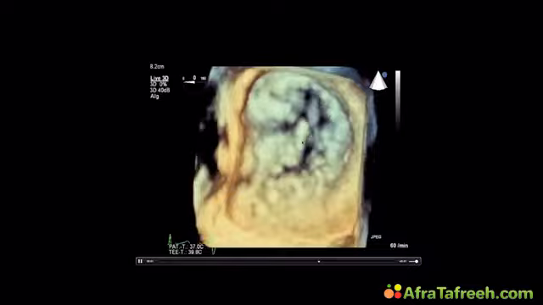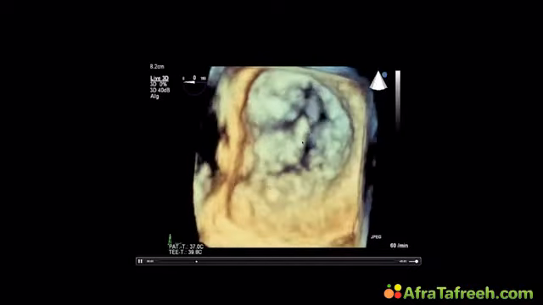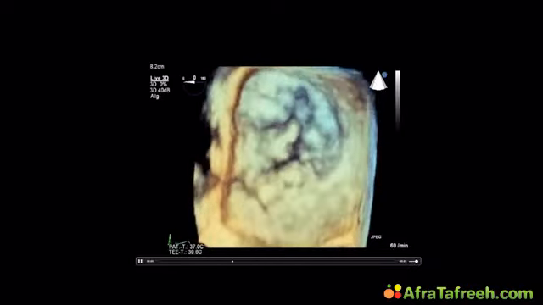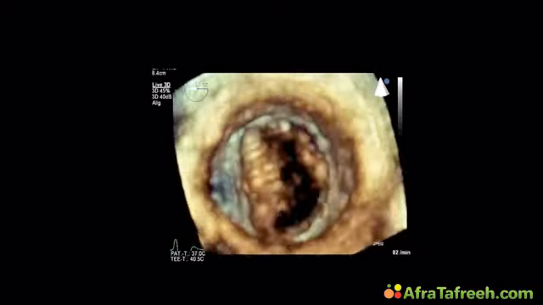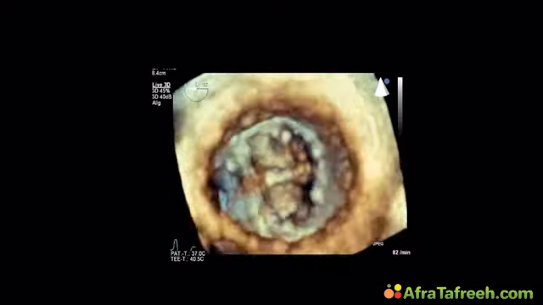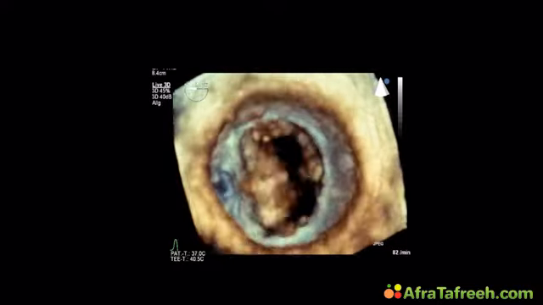But still, again, an example where I think the information you get from 3D must always be complementary. You should also look at the 2D study. Now, what about this pathology? This is a different view. This is a mitral valve that we're looking at now from the ventricle.